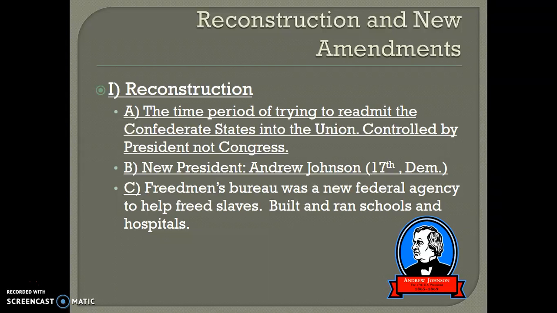We have a new president, number 17, Andrew Johnson. He's a Democrat, and Lincoln chose him as his running mate for his second term because of the idea of wanting to show unity among the different political parties. And the first thing that occurs during Reconstruction is a brand new federal agency is created, known as the Freedmen's Bureau, and their goal was to help these brand new freed slaves. They try to help them integrate into our society, to be able to vote, read, have hospitals, and have someone to help them learn how to assimilate into our society appropriately.